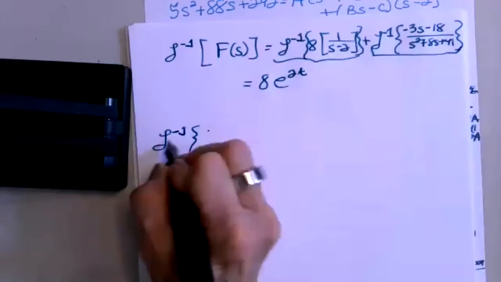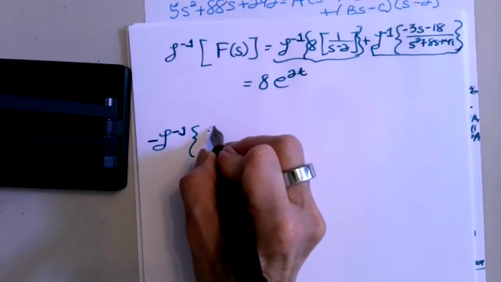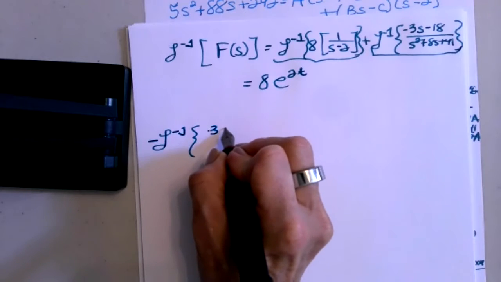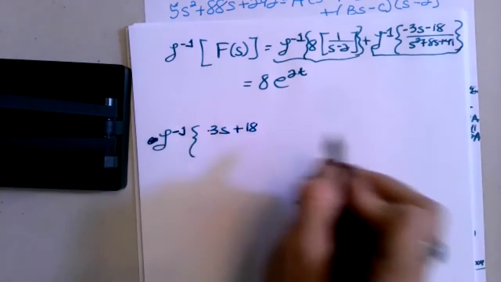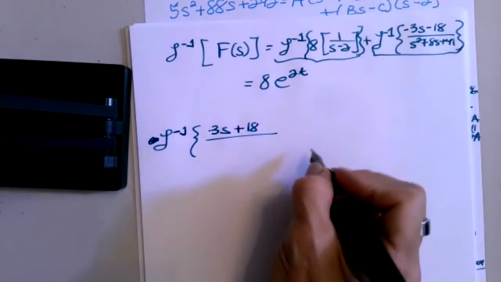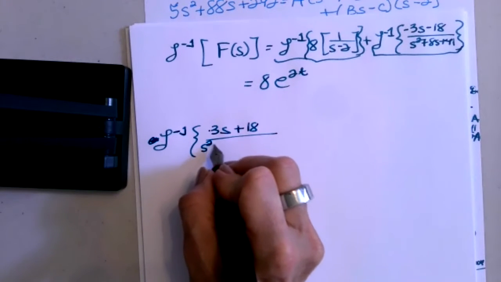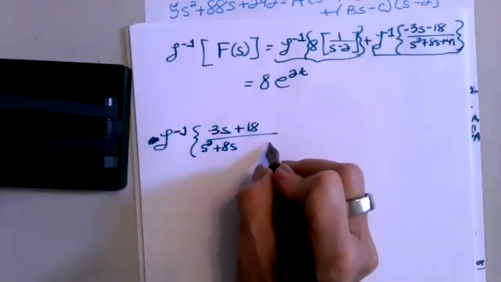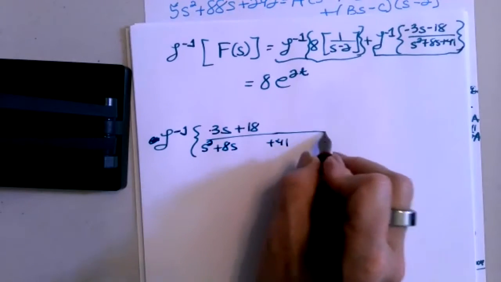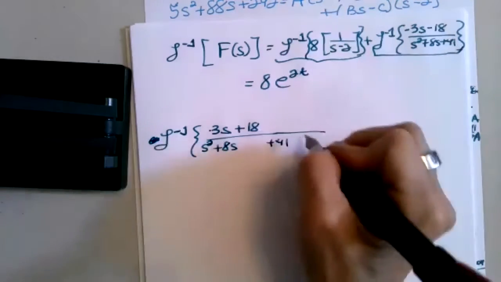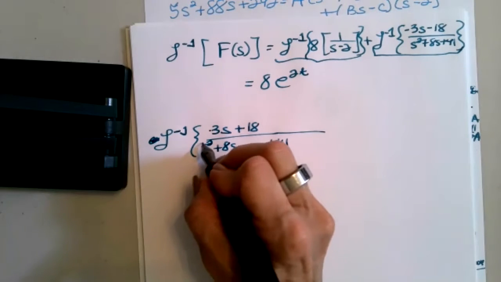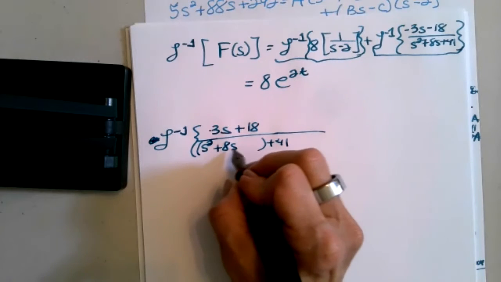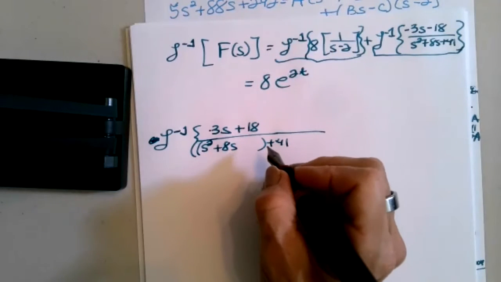So I'm going to take the minus sign out in front. So that is a 3s plus 18. We'll just put the minus sign in at the end. We're not going to carry that along. And then you have s squared plus 8s plus 41. Notice you're not going to be able to do anything with that bottom because it doesn't factor. So you have no choice but to complete the square in s.